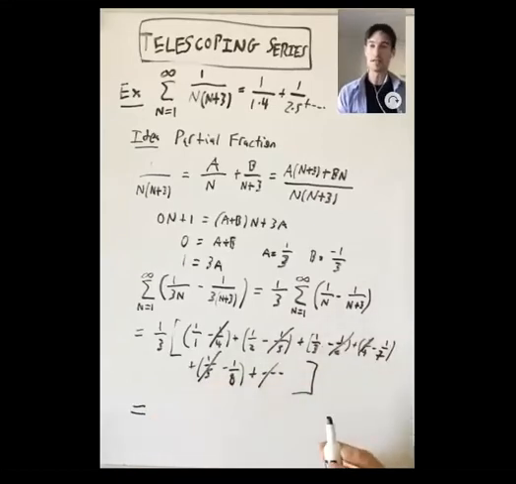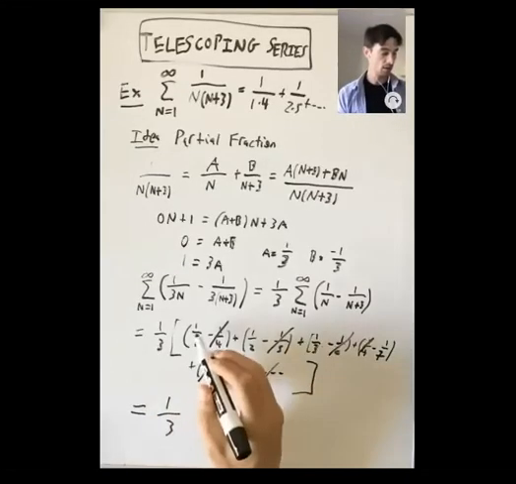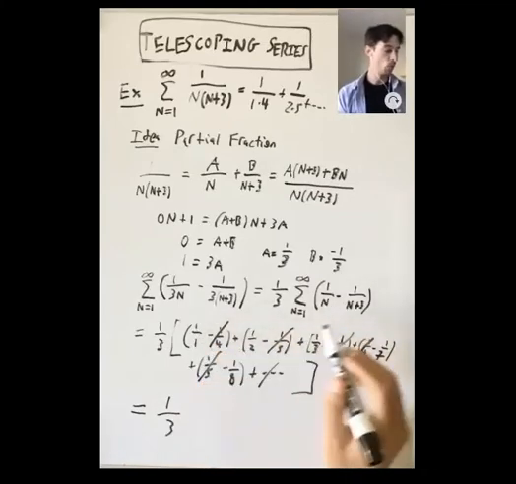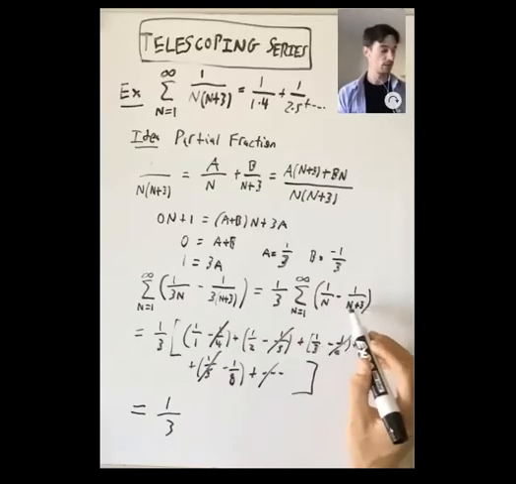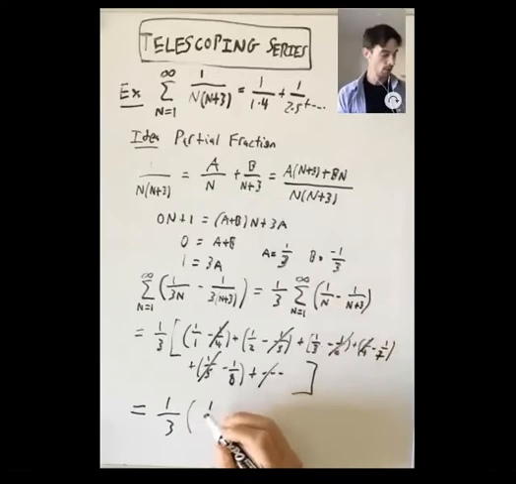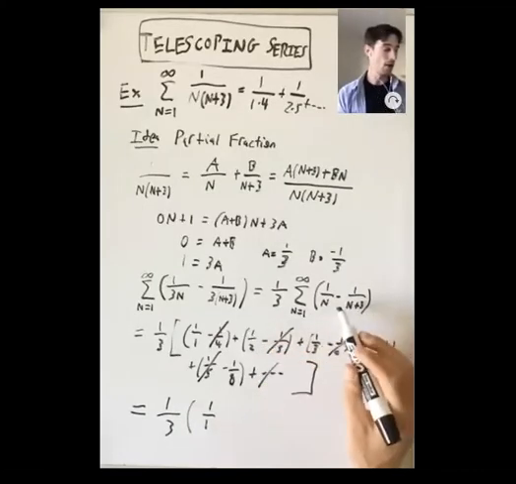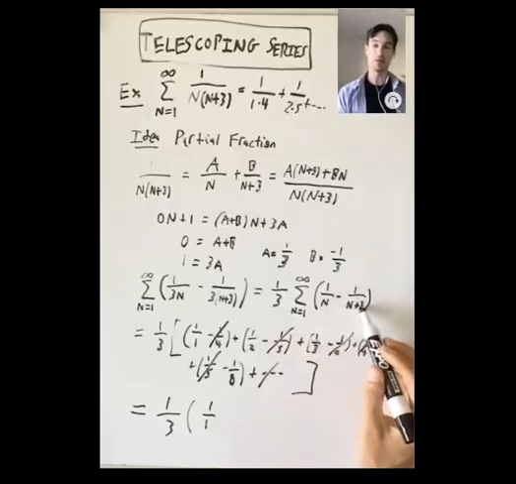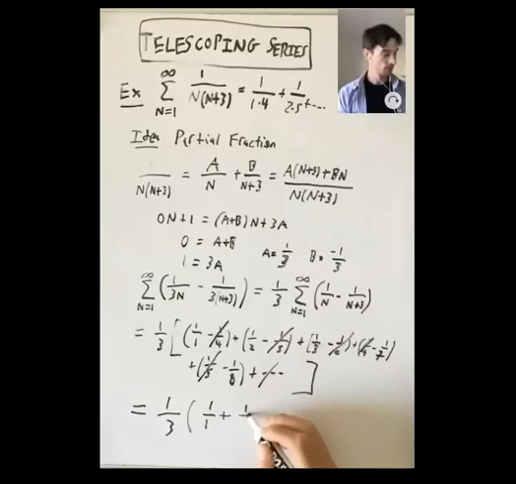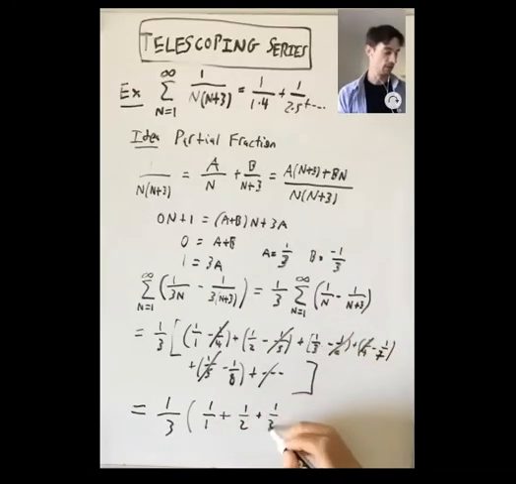And the only things that never cancel are 1, 1/2, and 1/3. This 1 never cancels with anything because the denominator 1 is never equal to n plus 3 for any n from 1 to infinity. So 1 over 1 never cancels. And this 1 over 2 never cancels because there's no n that makes n plus 3 equal to 2 when n goes from 1 to infinity. And this 1/3 also never cancels for the same reason.